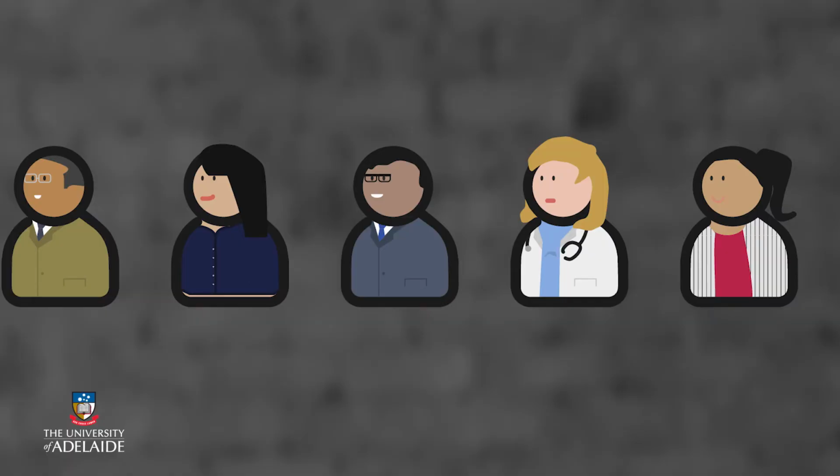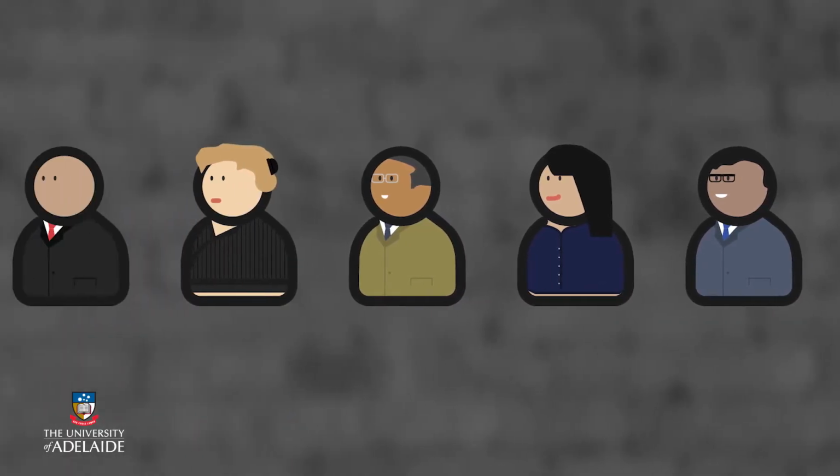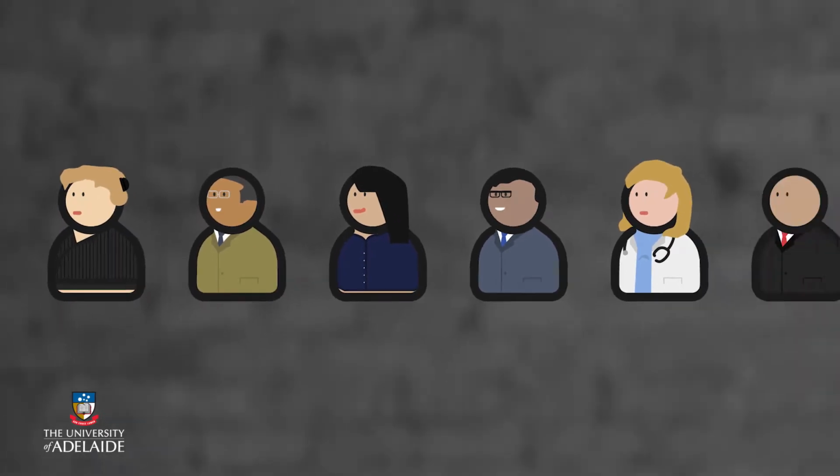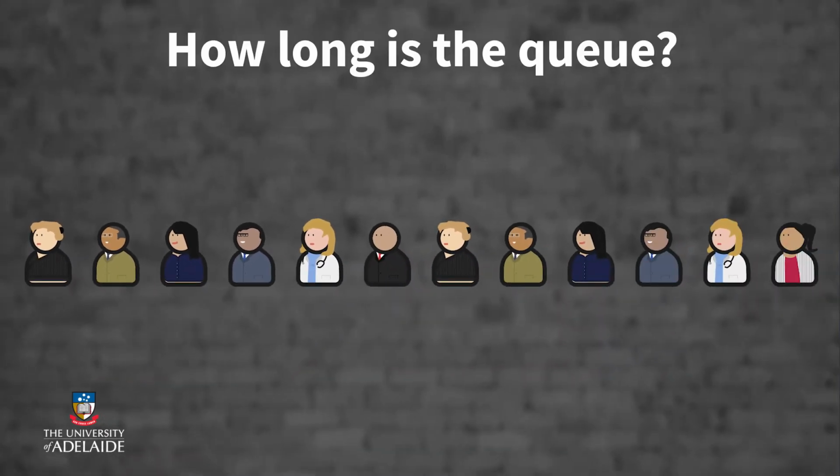You're at the end of the queue. You want to know how many people are in front of you. You can't just step out to count, as you'll lose your place. How can you find out how many people are in front of you if you can't see to the front? Here's a simple algorithm, a set of steps for solving the problem.